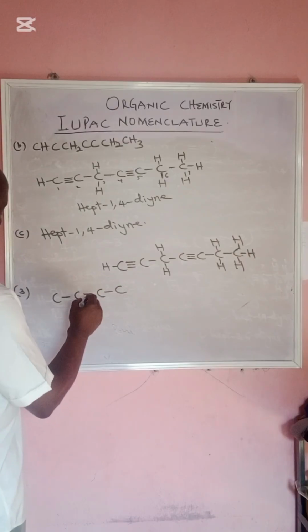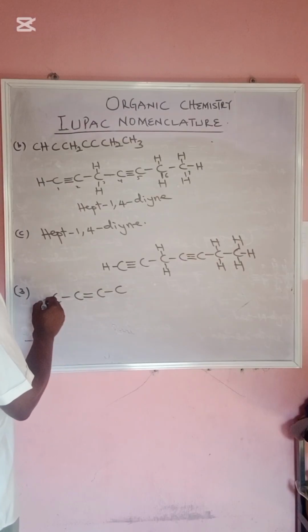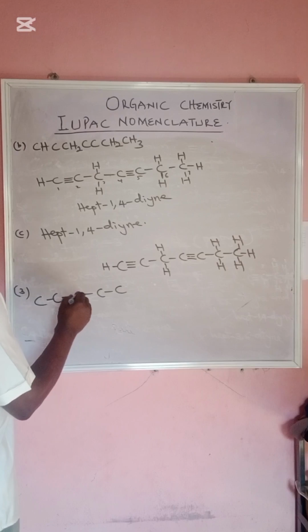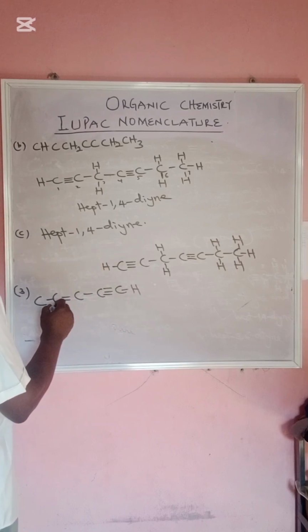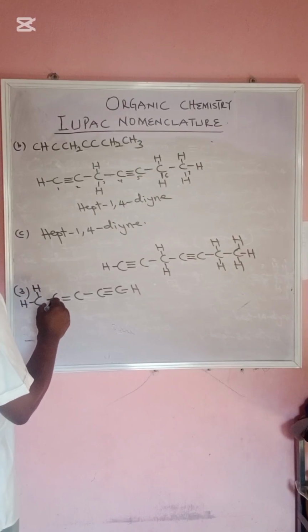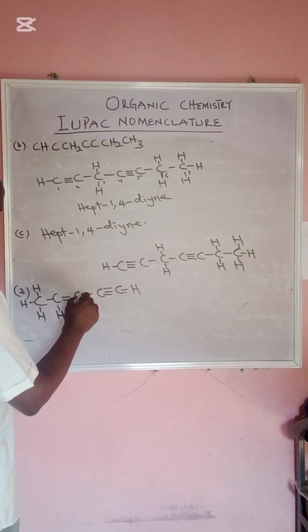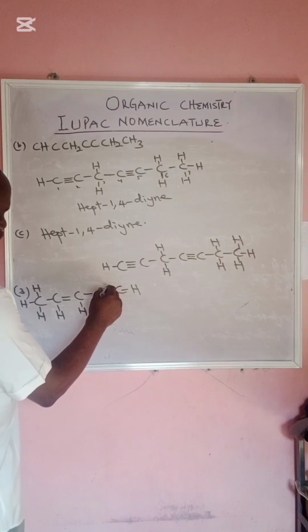Between here you have, okay, one, two, three. You have hydrogen here, hydrogen here, hydrogen here, hydrogen here. So that is the structure on the board.